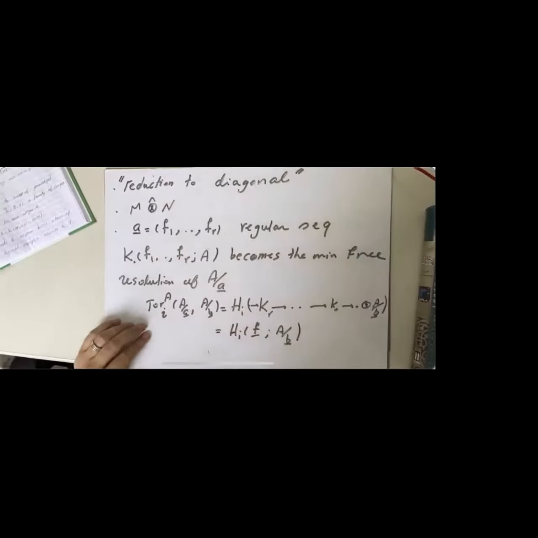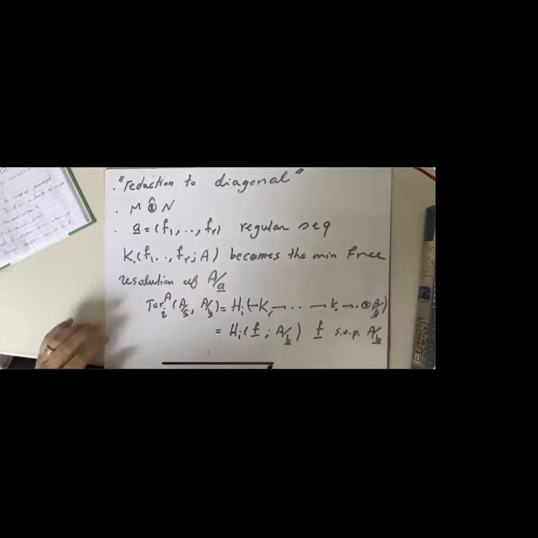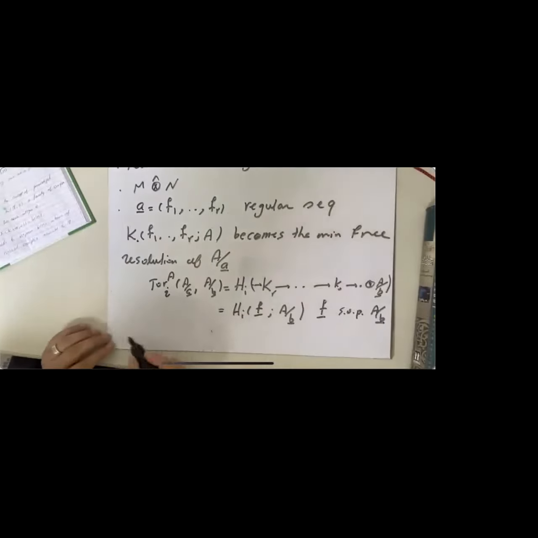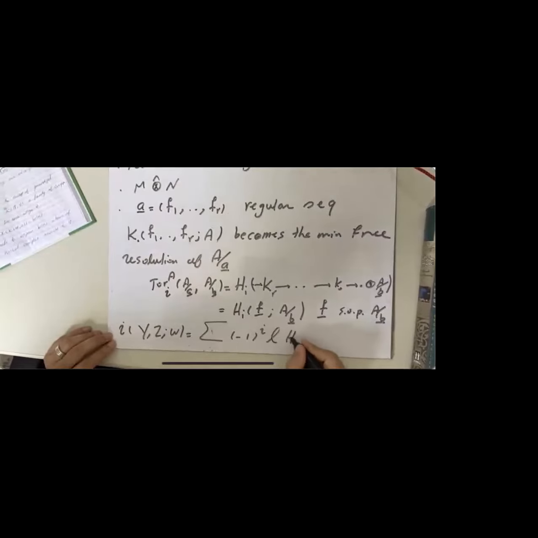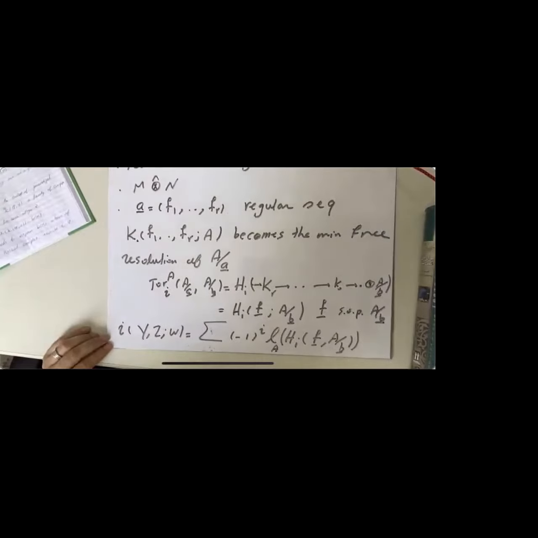And I said these varieties intersect properly, so this F is an ideal of definition for AB. It's a system of parameters indeed for AB. So these are all of finite length, and then you can calculate the length of this. So then the problem of computing the local intersection multiplicity becomes equal to computing this alternating length of the Koszul complex as an A module, right?